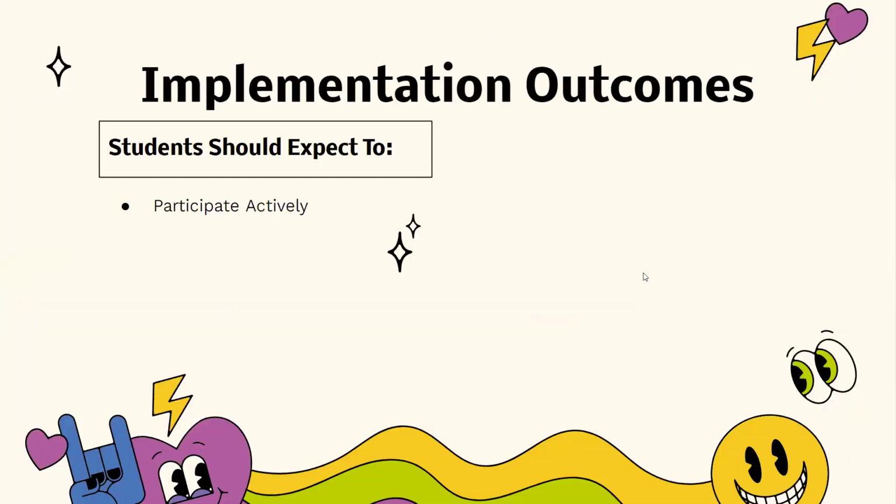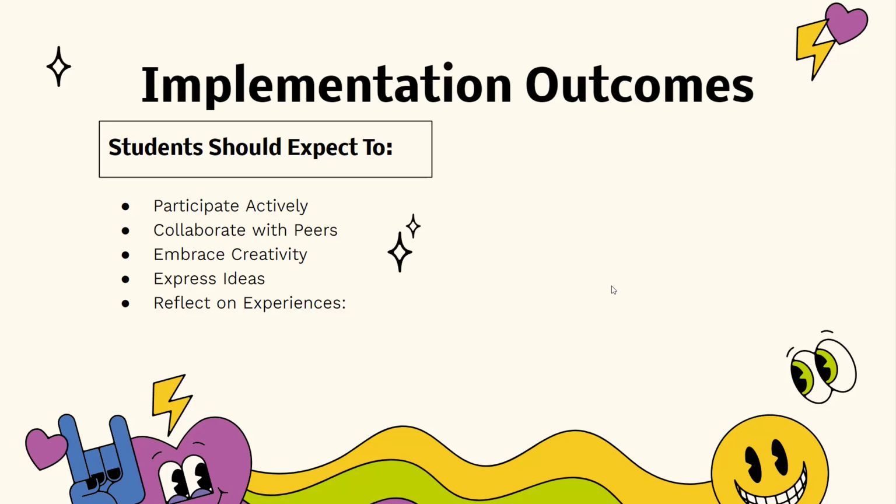So students should expect to participate actively, meaning they should be engaging in the role playing or other dramatic activities. They should expect to work with their peers. They should embrace creativity and use their imagination to deeply develop the narratives and or characters that they're portraying. They should expect to embrace ideas and reflect on the experiences that they had in their class, in their activities. They should also be ready to show empathy and take risks through creative dramatics.